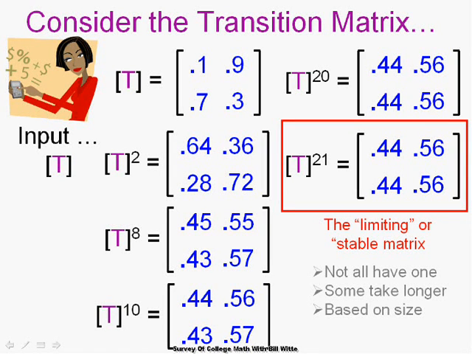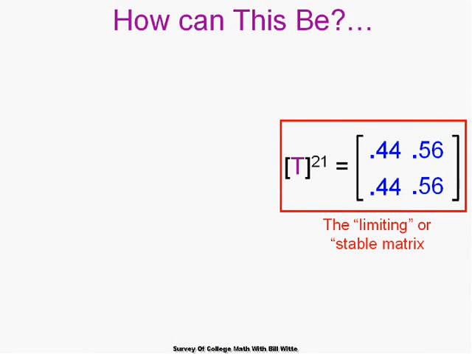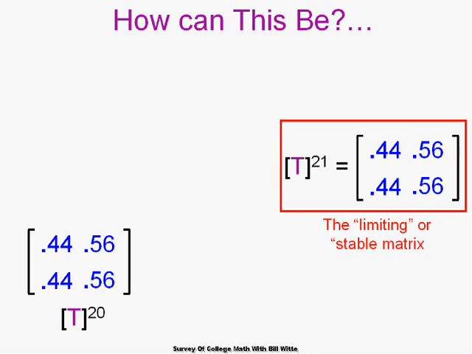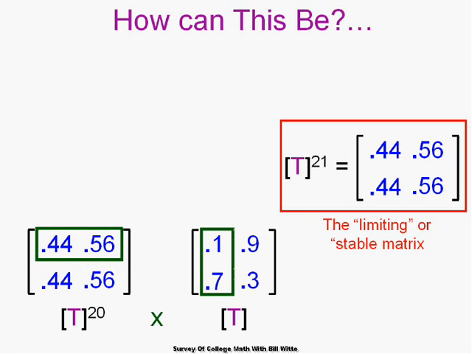Now, to me, it was unbelievable that it would actually do this. I thought it was so cool. Understand. So let's just do it in slow motion and prove that this happens. Let's take T to the 20th, the results of T to the 20th, and multiply it by yet another T. And you'd think, for crying out loud, I've got to get a different answer. Let's see what happens. Remember when you multiply matrices?